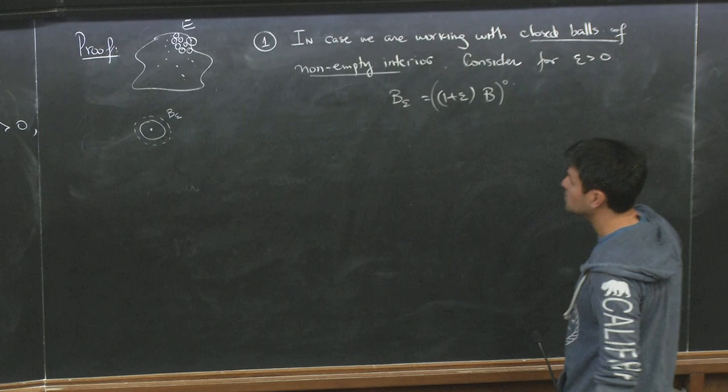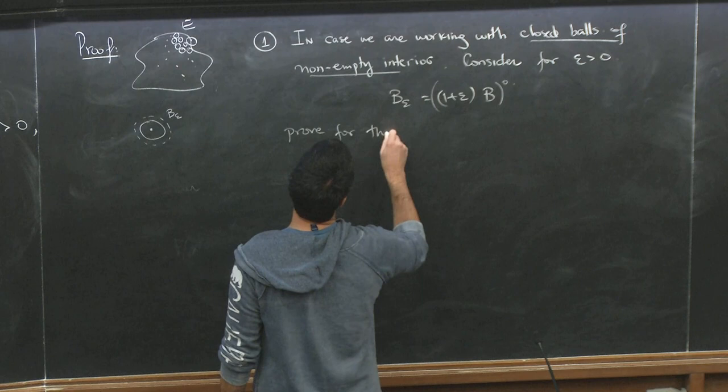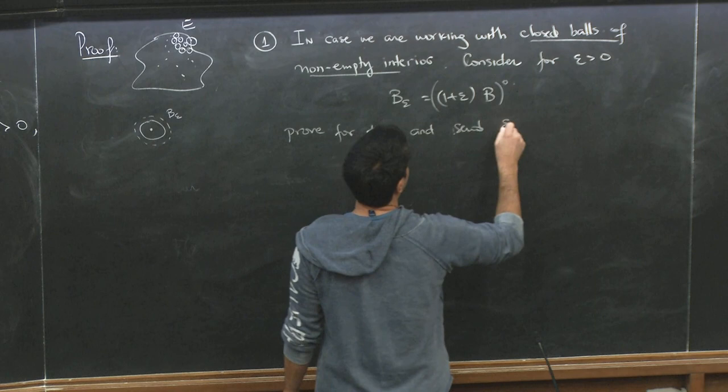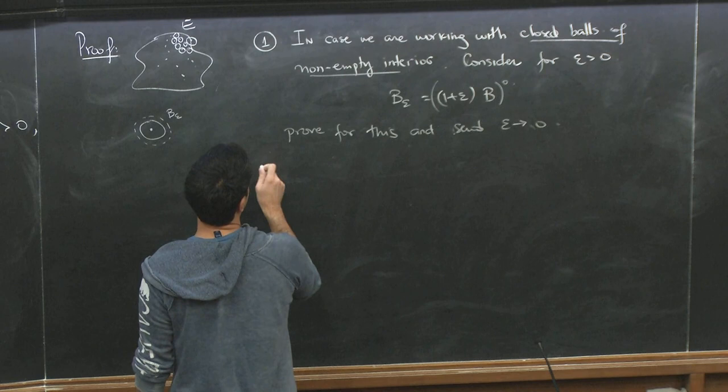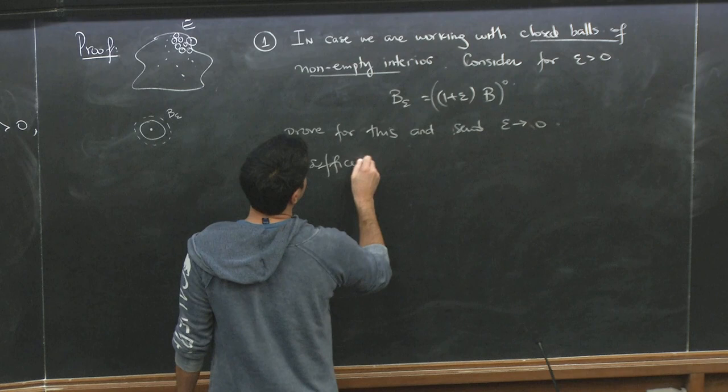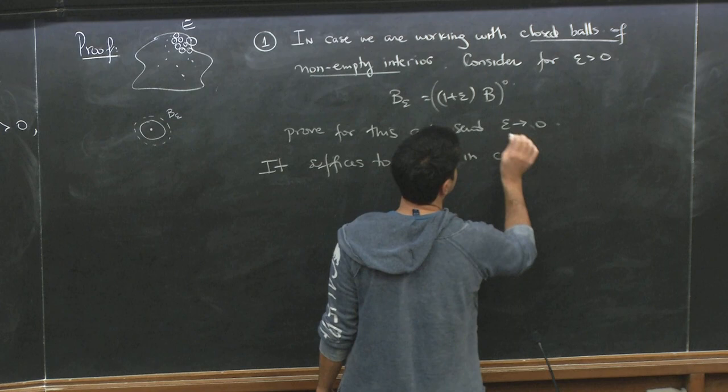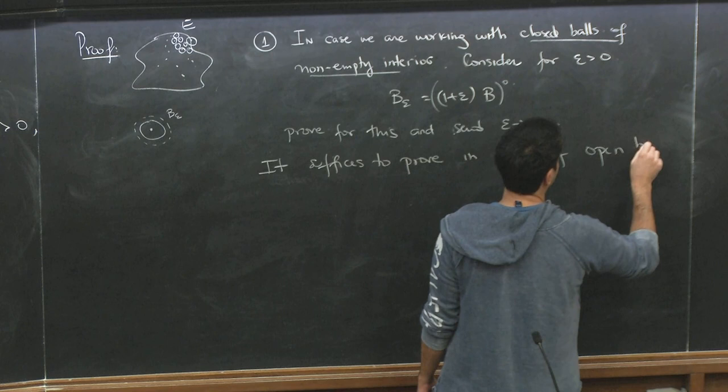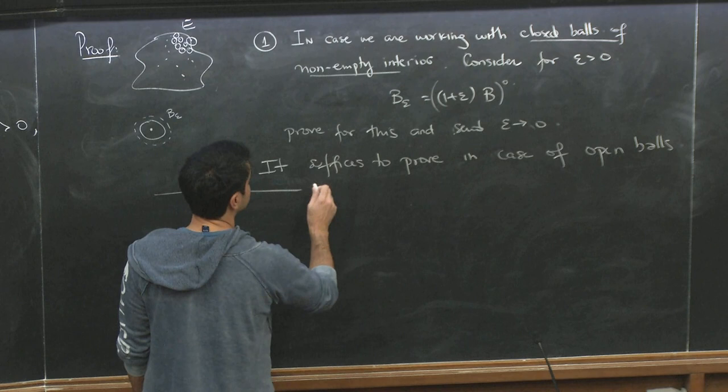Okay, so you prove for this, and then send your epsilon to 0. Okay. So this is just to convince you that, well, think about it, but this suffices to prove the case when all of our balls are open. Suffices to prove in the case where all of our balls are open balls.